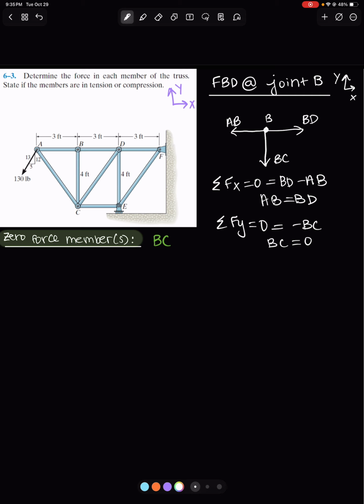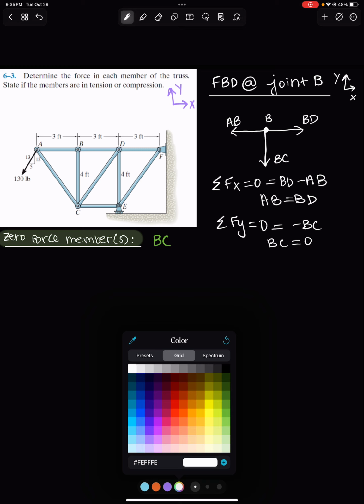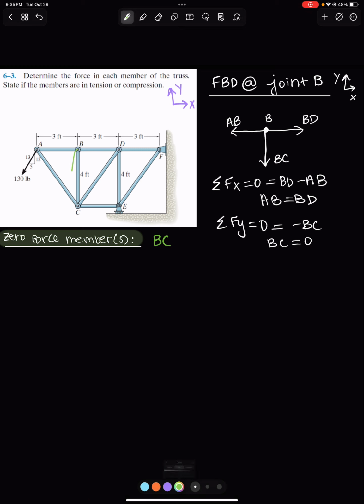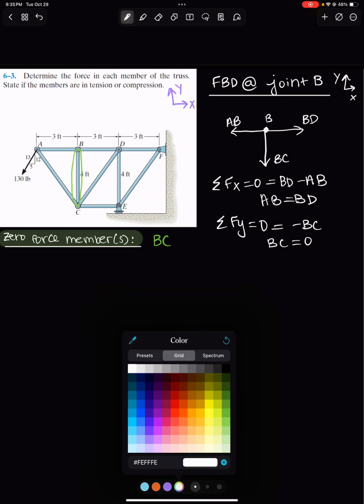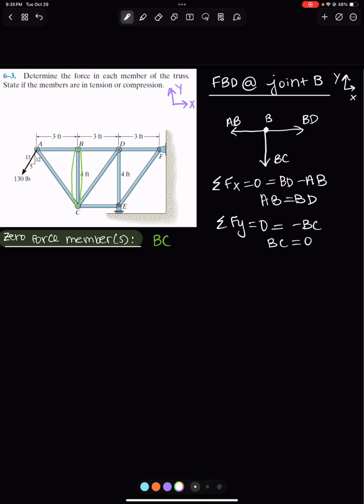I went ahead and located the zero force members in this truss. There's only one, and it's BC. I had it circled, but I guess it got erased. But see, yeah, BC here. That guy is a zero force member, and I drew the free body diagram at joint B to clarify this, in case anyone couldn't see it.